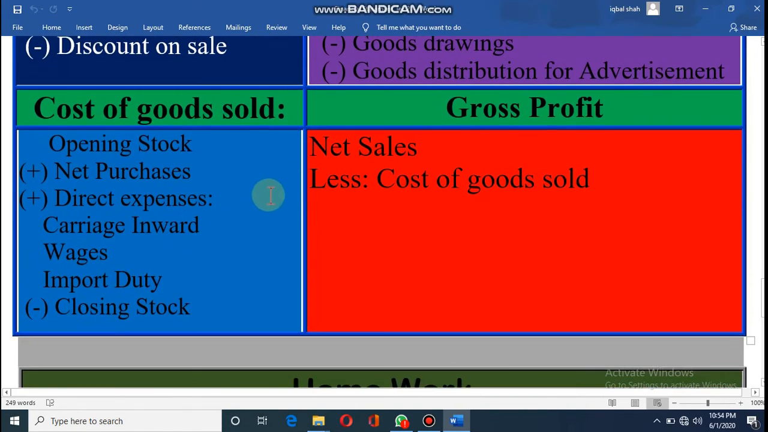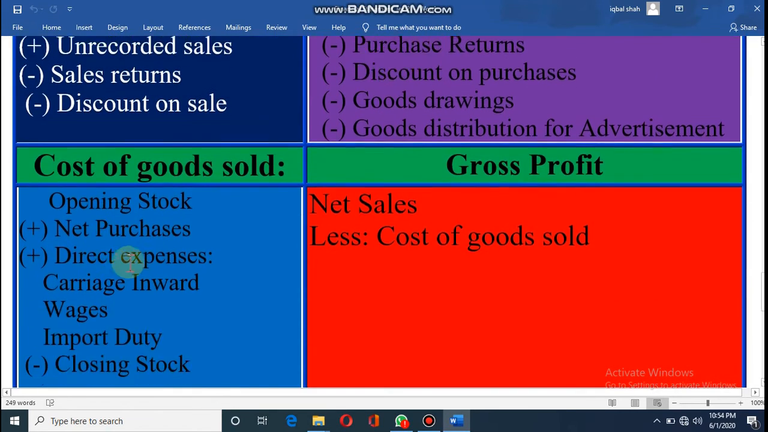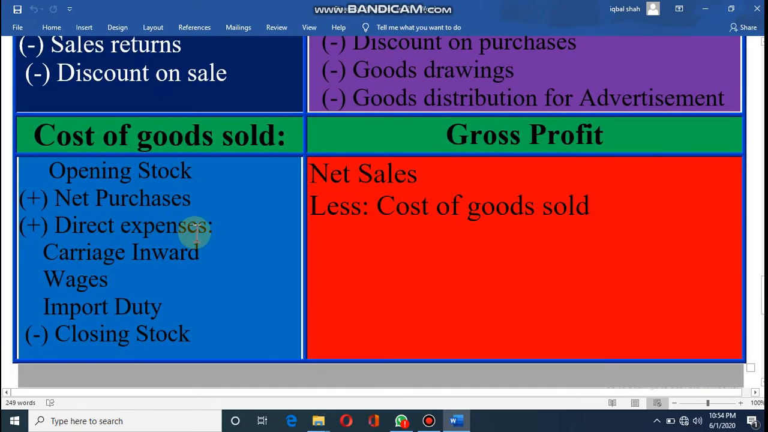Dear student, now cost of goods sold. How will you find out cost of goods sold? Opening stock, add net purchase. Net purchase you calculate here. Then add direct expenses. Some examples of direct expenses are carriage, wages, import duty, dock charge, coolie wages, packing expenses. Those are also direct expenses. Dear student, and we have to subtract closing stock.